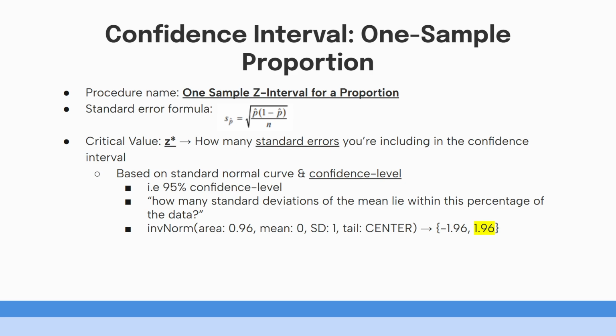So for the area, why do you put 0.96? Oh, sorry, that was just a typo. When you're doing a 95% confidence level, you put 0.95. That was just a complete typo. That's my bad. You're not meant to do 0.01 extra. That would be really stupid. That wouldn't make sense.